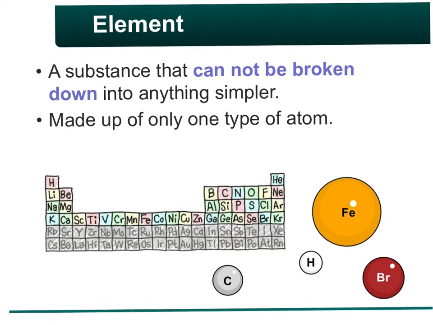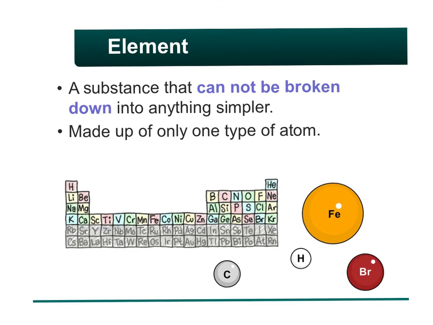So let's look at the element that falls under the pure substance. At this point, you're familiar with our periodic table. The periodic table gives us all the elements that exist in our universe. Now, it is the smallest substance that can exist. You can't break it down into anything simpler. So for example, some of the parts of our periodic table, and we see examples here, Fe stands for iron, Br stands for bromine, H for hydrogen, C for carbon.